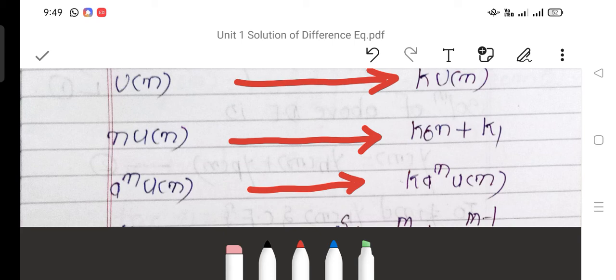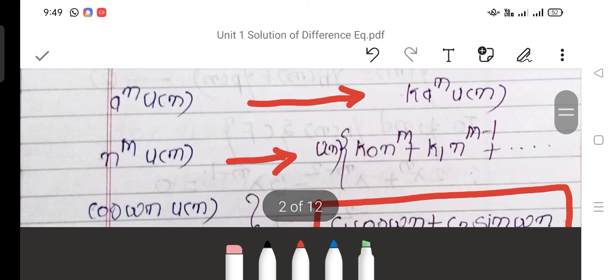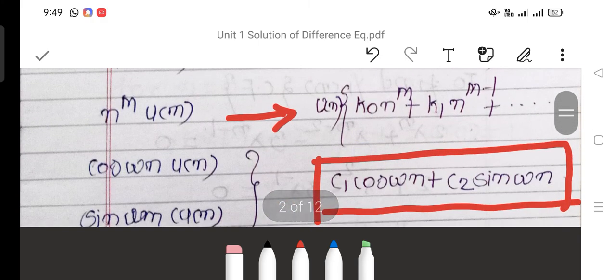If it is a to the power n u of n, then it is k into a to the power n u of n. If it is n to the power m u of n, then it will be u of n into k0 n to the power m plus k1 n to the power m minus 1. And if it is cos and sine, then the PI will be c1 cos of omega n plus c2 sine of omega n. Okay, so these two tables are very important that we have discussed now.